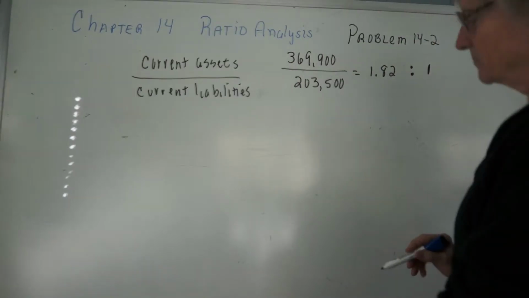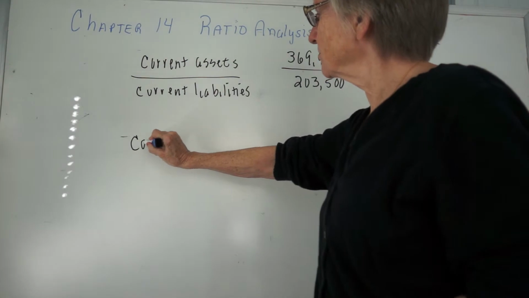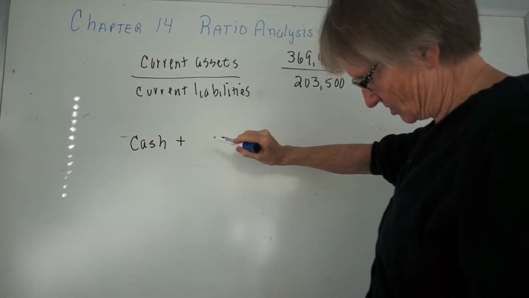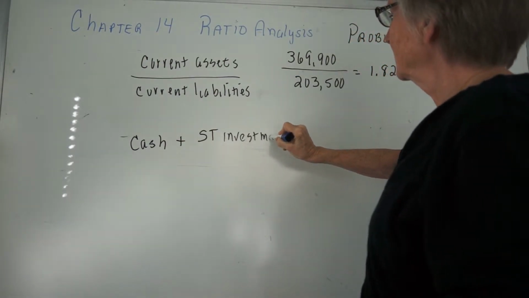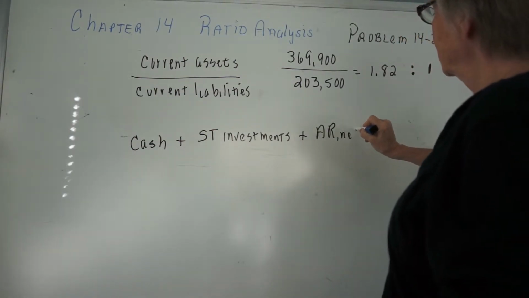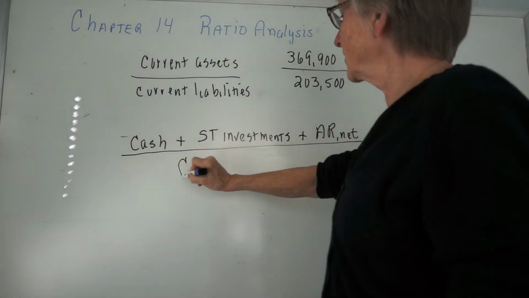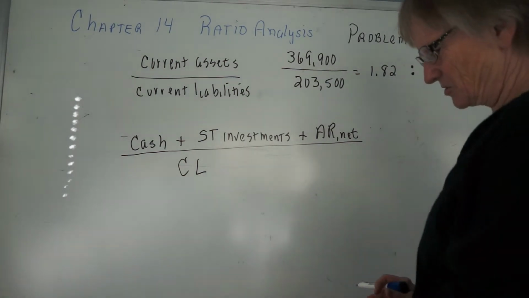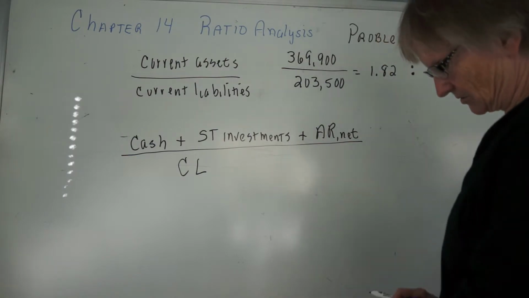One thing that refines the current ratio is the acid test ratio. This is where you take your more liquid current assets, your cash, your short-term investments, and your accounts receivable net. So that's your accounts receivable less your allowance for doubtful accounts, and divide by your current liabilities. This gives you a little better indication of how much you could come up with if you had to pay your bills today or this week.